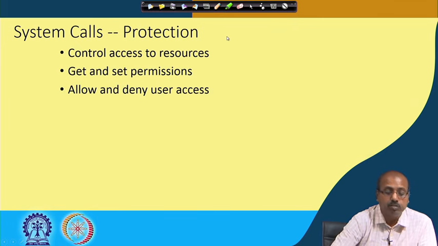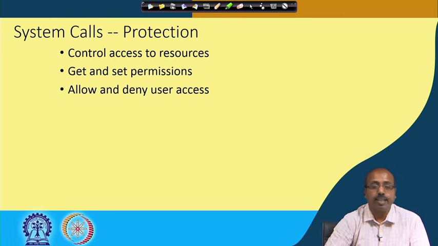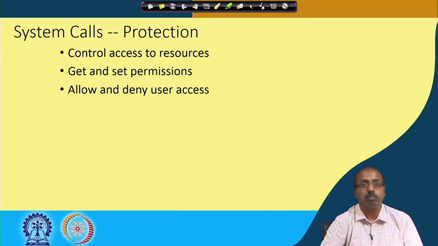For protection, we should get control access to resources. So, this is important. We should have system calls that will control access to resources, get and set permissions, allow and deny user accesses. So, these are the protection related system calls that should be available.